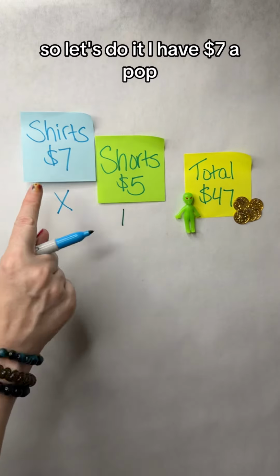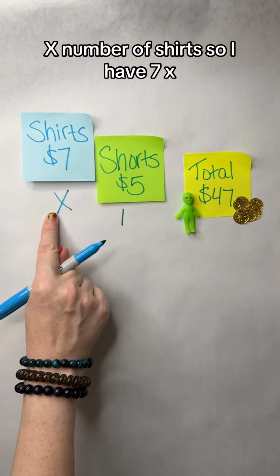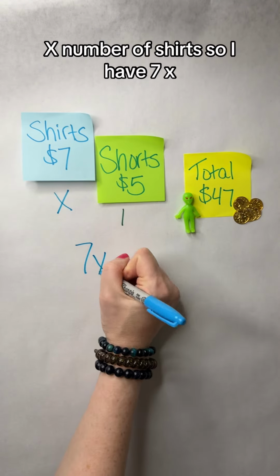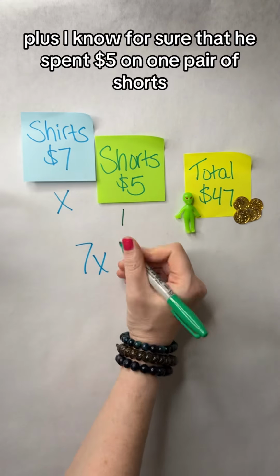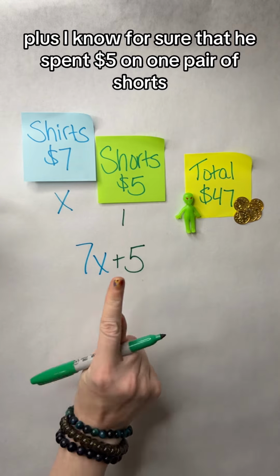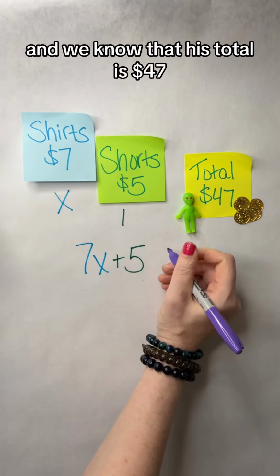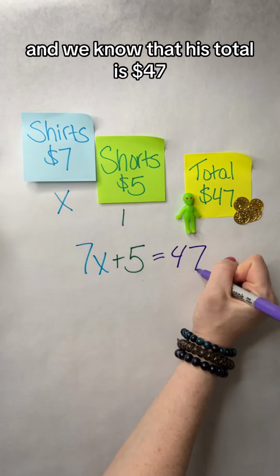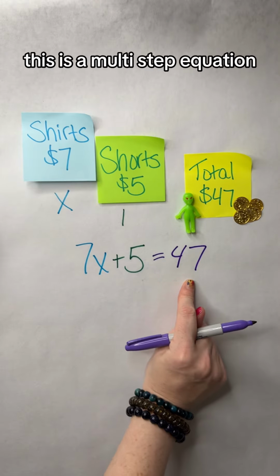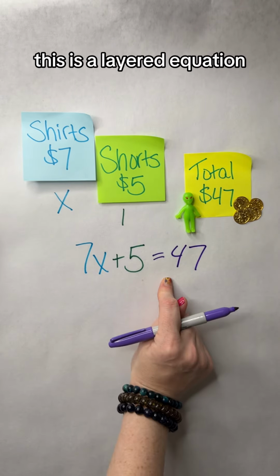So let's do it. I have $7 a pop, X number of shirts. So I have 7X plus I know for sure that he spent $5 on one pair of shorts. And we know that his total is $47. This is a multi-step equation. This is a layered equation.